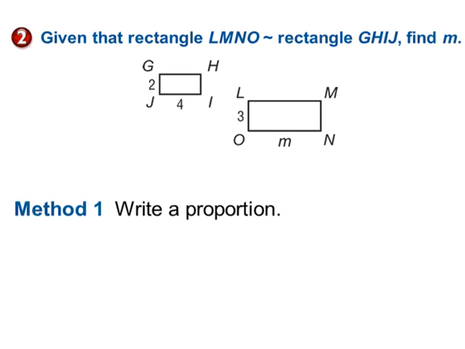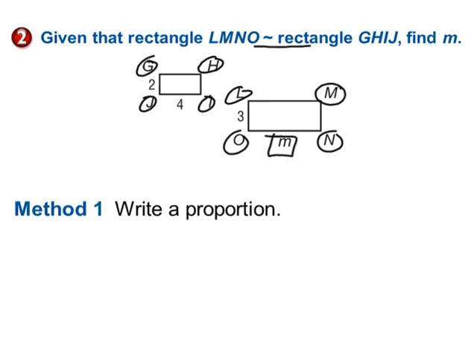All right, now let's talk about these drawings here. Given that rectangle LMNO is similar to rectangle GHIJ, find the missing part M. Well, since I know that they are similar, I can say that the ratio of side 2 to 3 must be equal to the ratio of 4 to M.